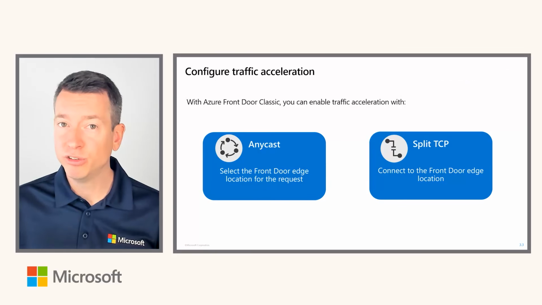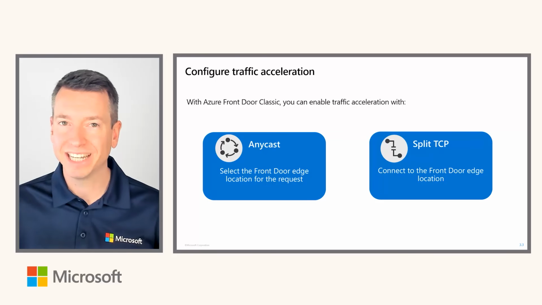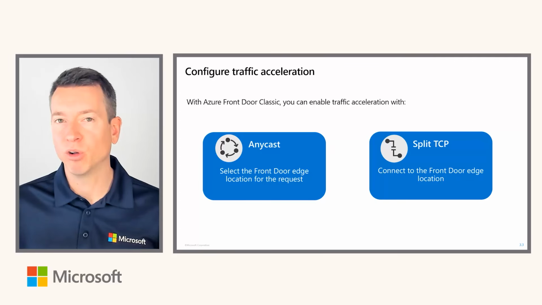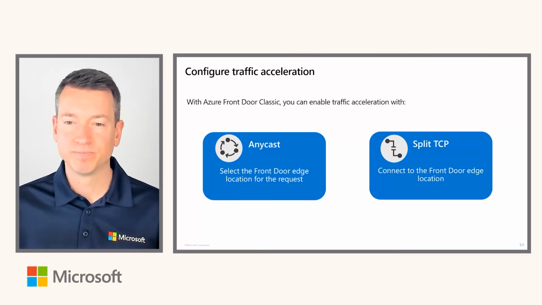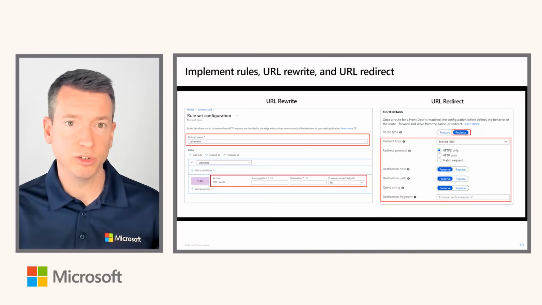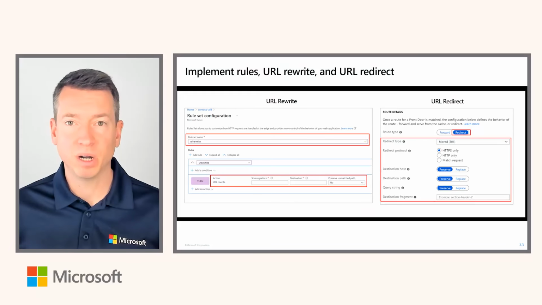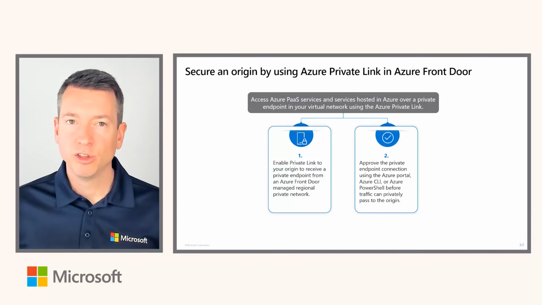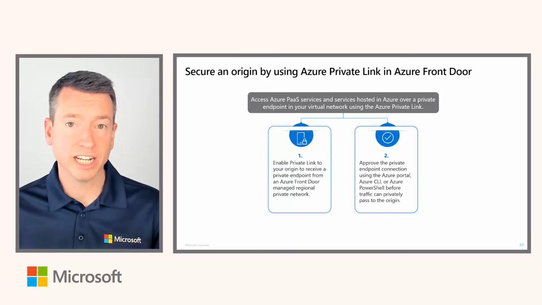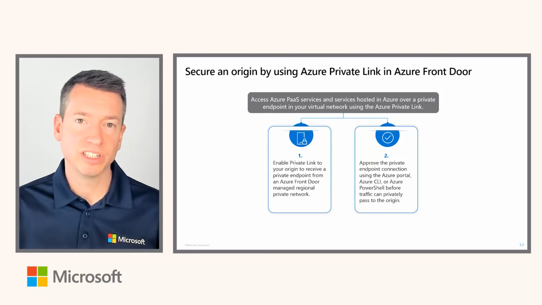Anycast allows for user requests to reach the closest edge location on the fewest network hops with the help of what we call fallback rings. You can implement rules to set URL rewrite settings and redirect traffic at each of the following levels: protocol, hostname, path, and query string. You can configure Front Door's origin to connect to private link and access Azure PaaS services and services hosted in Azure over a private endpoint.